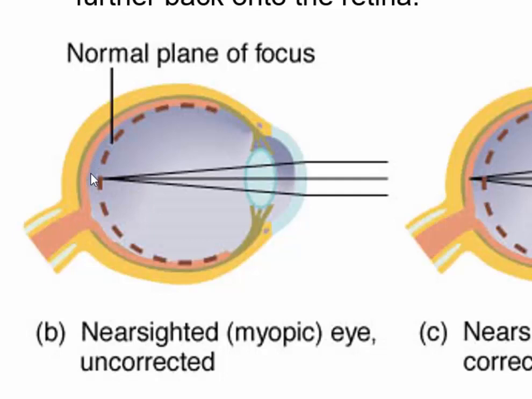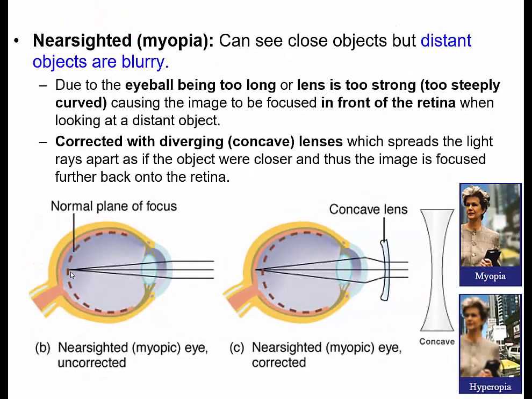However, if you have an eyeball that's, say, too long or a lens that's too strong, that image is going to be focused in front of the retina instead of on the retina. Now the way that you can correct this is using concave lenses or diverging lenses. So when the light rays come in, it diverges those, spreads them out, which is going to make the image look larger as these light rays are spread out.